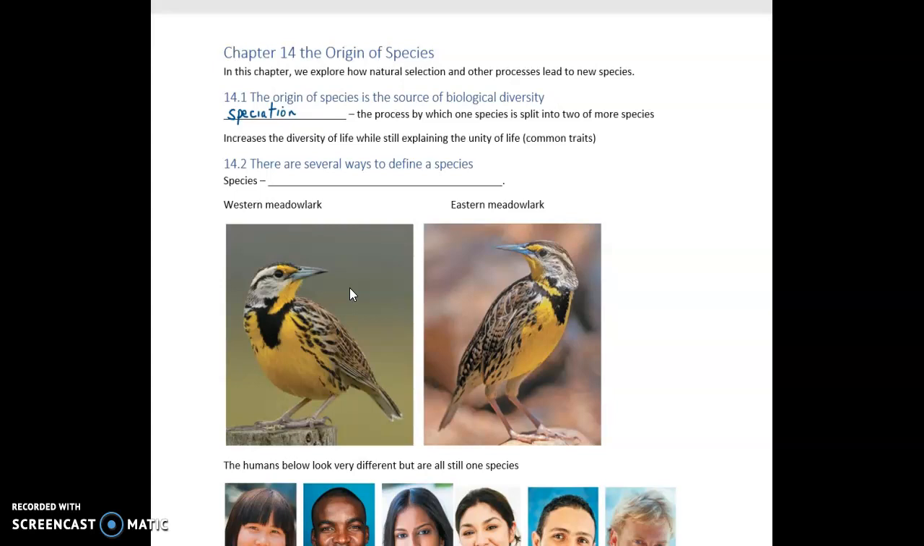So species is Latin for kind, as in kind of animal or plant, not kind being nice to each other, or appearance.